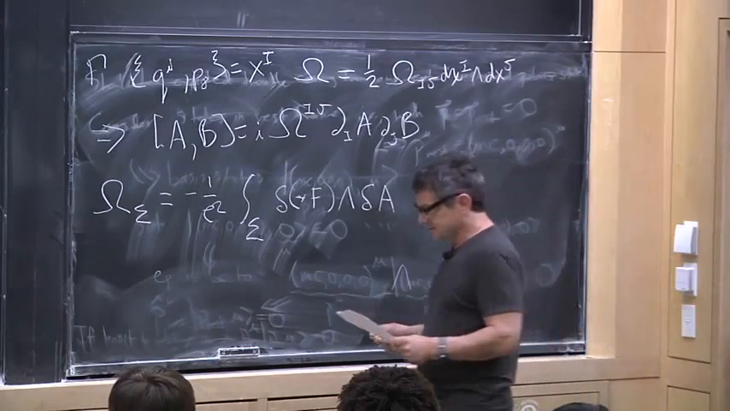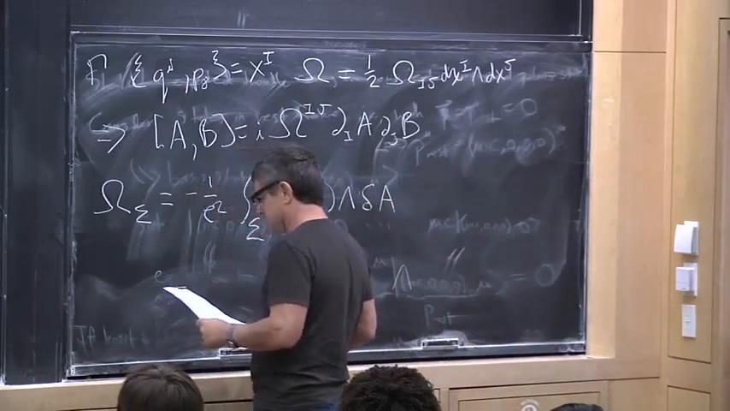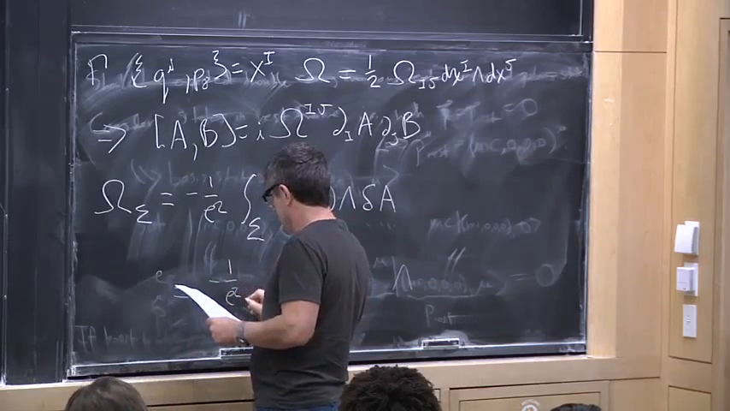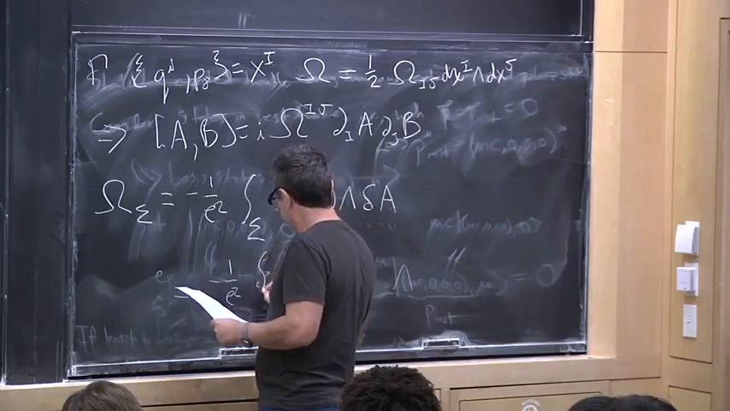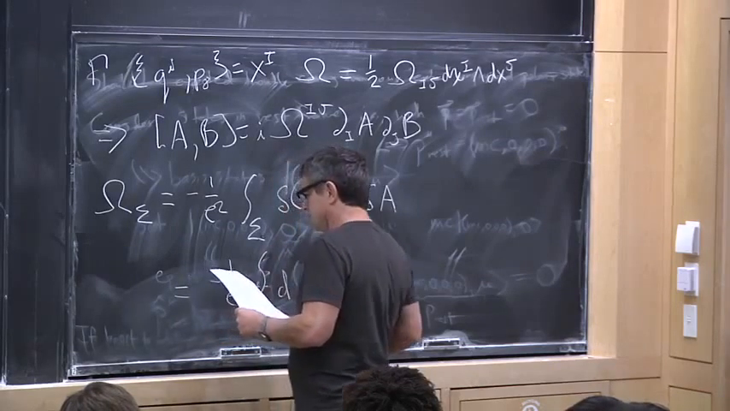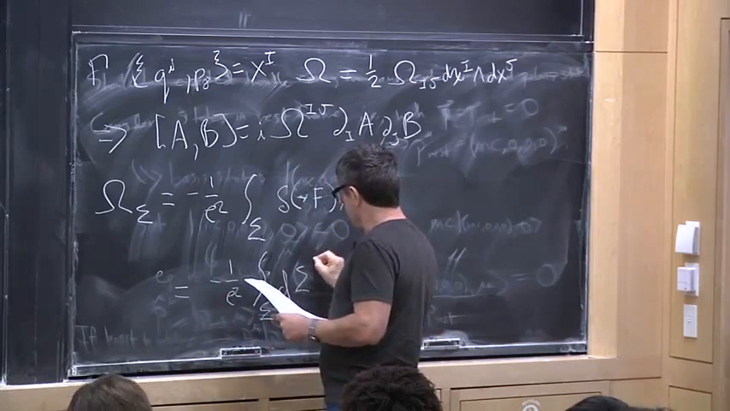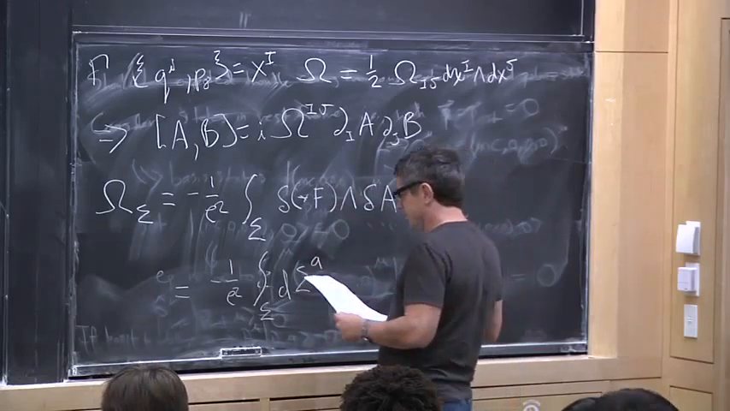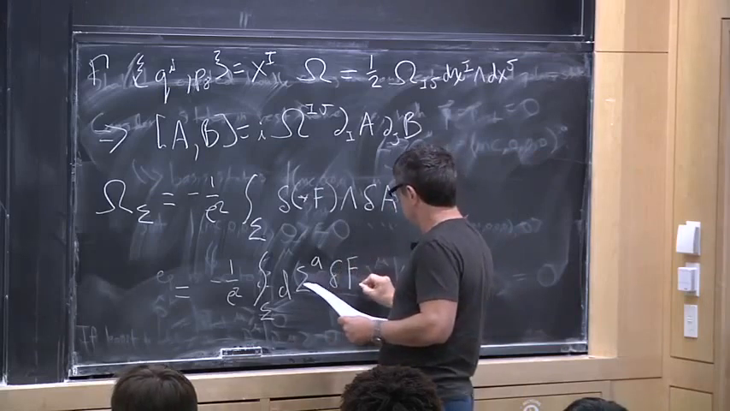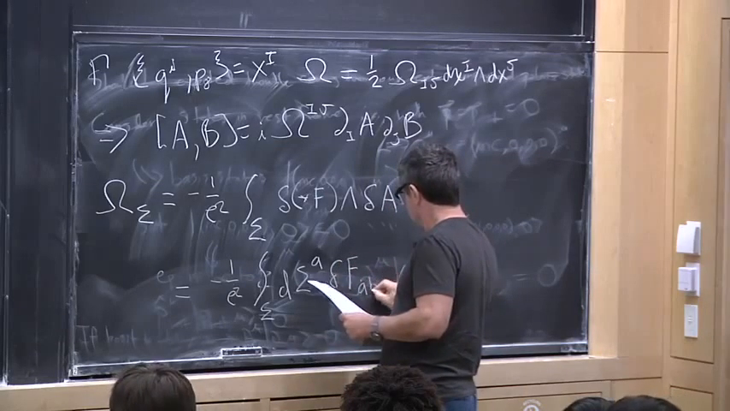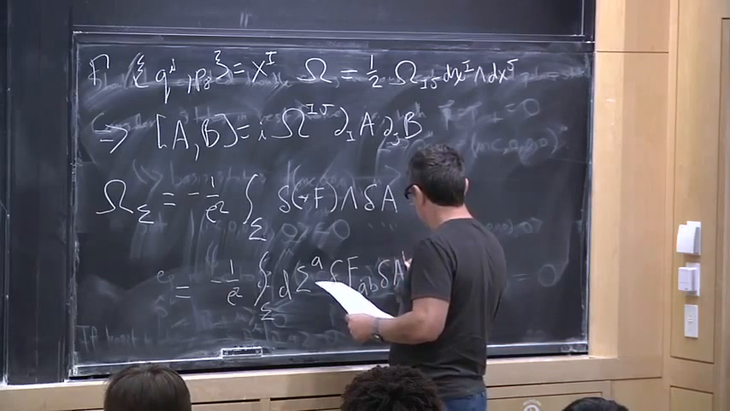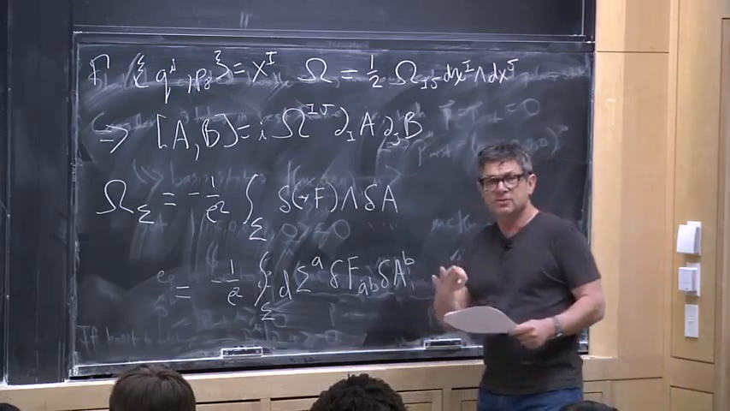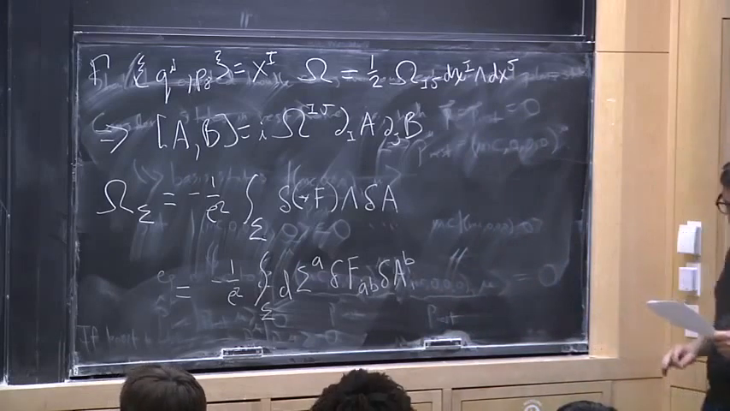If we write this out, I can write this out in terms of indices. We can also write it as minus 1 over e squared, the integral over sigma, the normal volume element to sigma, which is the induced metric times the unit normal, of delta F AB, delta AB. This is another way of writing it. And I don't want to spend a lot of time on this, so I've given it to you as a homework problem.